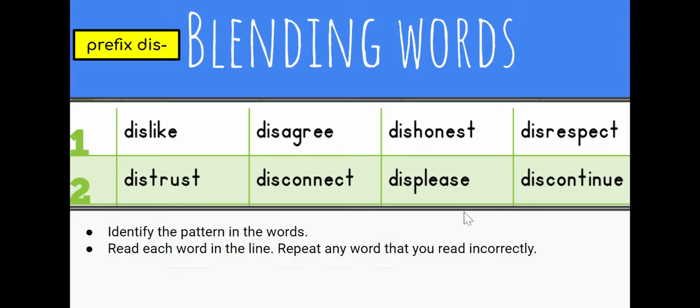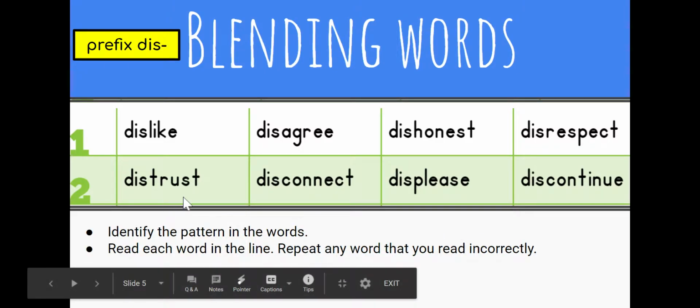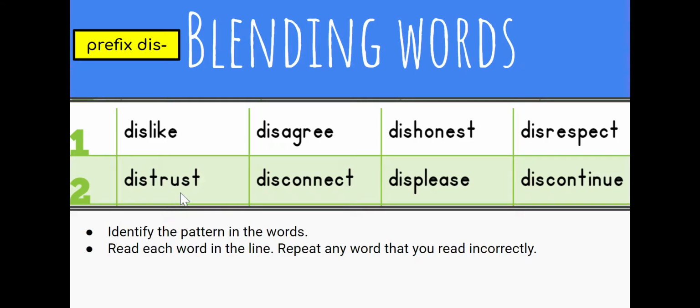Alrighty, Kipsters. The root word in the first word in line 2 is trust. Okay, when you trust somebody, that means you have a belief in who or what. That's a hard one too. Distrust just means the opposite of trust.